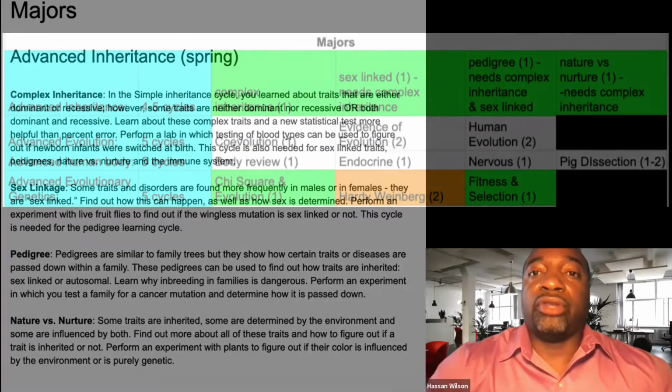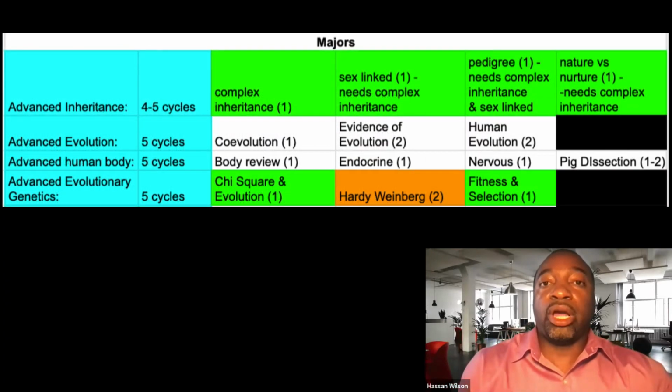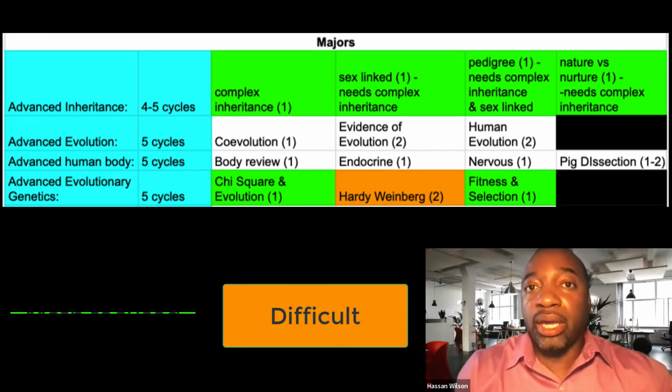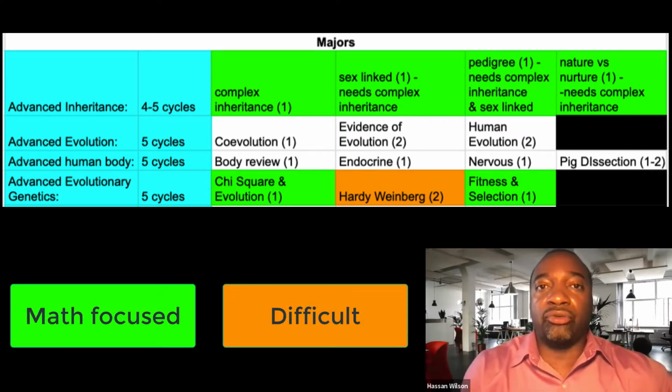And I would have this map that was color-coded, like these are really intense or hard topics, or some of these are math-based topics, just so they get an idea of what they're getting into.